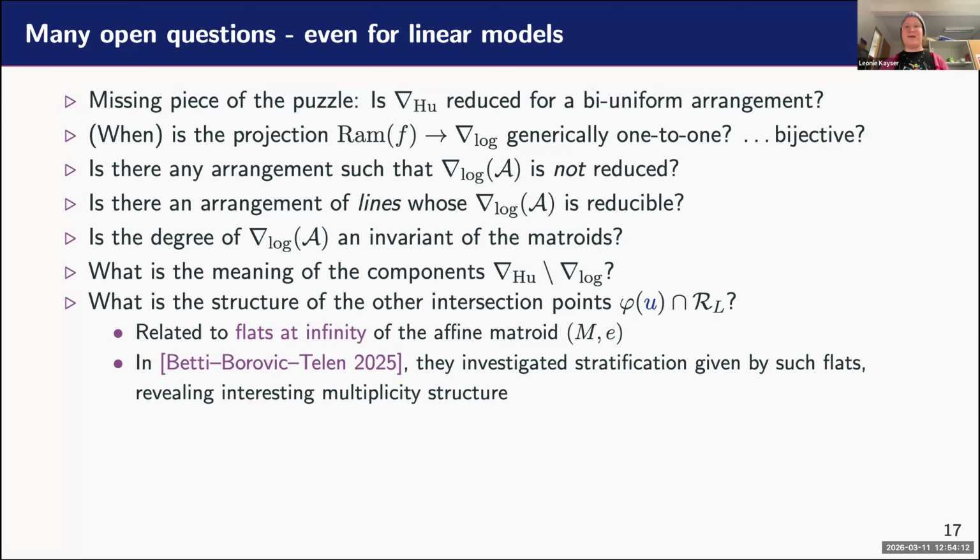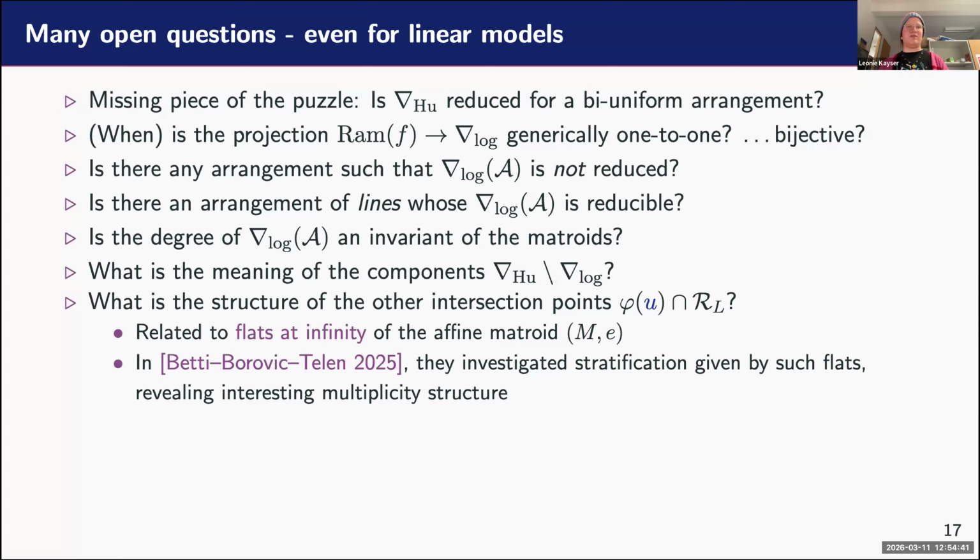Can this plane arrangement where the discriminant was split, I wonder, is this somehow minimal? Can you find a smaller arrangement that splits? Maybe an arrangement of lines that splits? And maybe the most important combinatorial question is whether the degree of the logarithmic discriminant is an invariant of the matrix involved. And if yes, what is its value? This would be the holy grail, for me, of logarithmic discriminants of hyperplane arrangements.